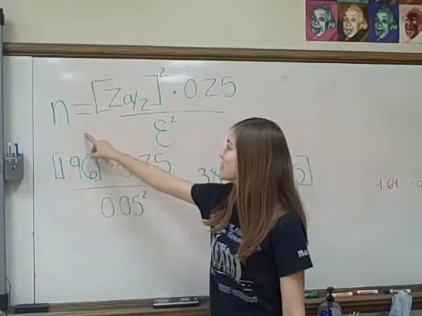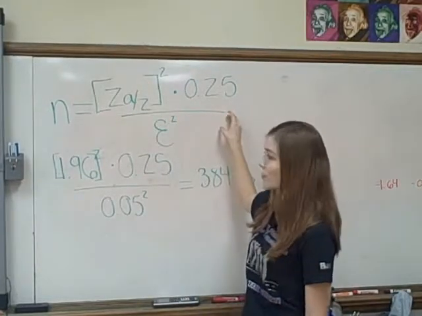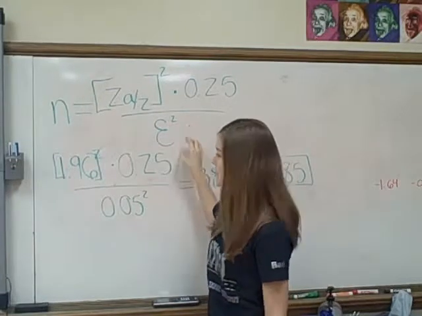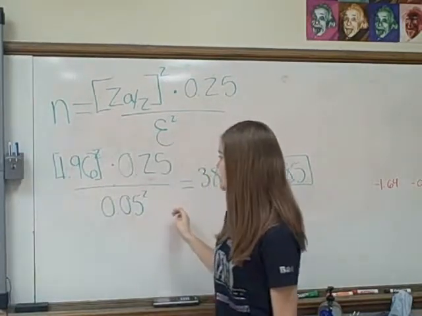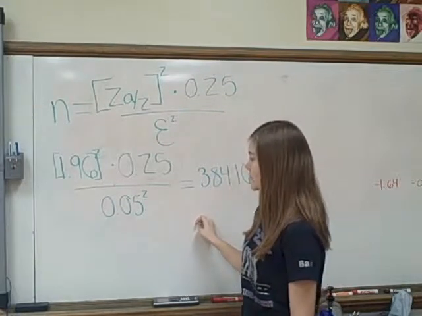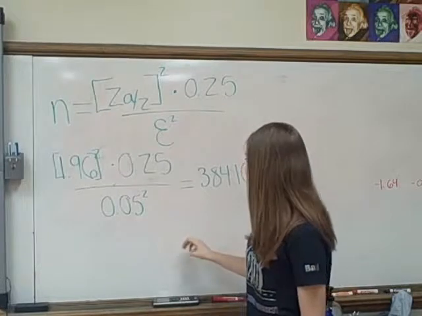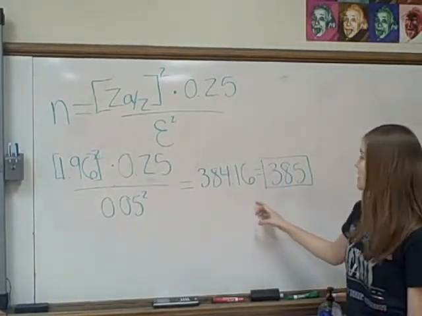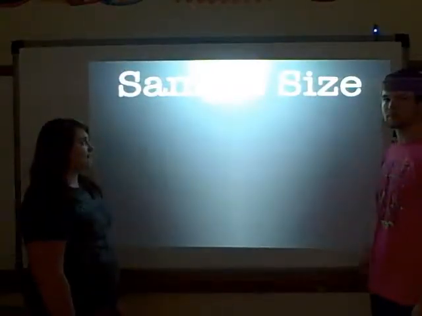Alright, to find our sample size, we had to take z squared times 0.25 and divide by the margin of error squared. So we took 1.96 squared times 0.25, and then we divided by our margin of error, which was 0.05 squared. We got 384.16, and you always round up, so we got 385 as our sample size.